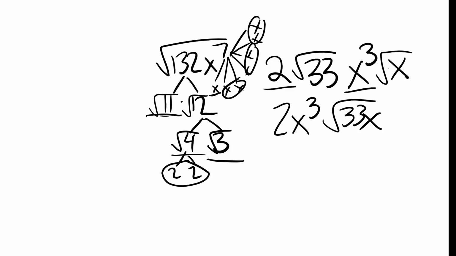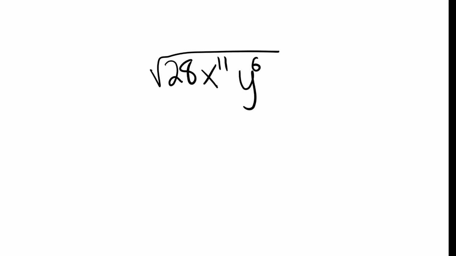And our last type of question is, what if there's more than one variable in your question? Does this throw us completely off? So let's say we have something like 28 x to the 11th, y to the 6th, z squared.